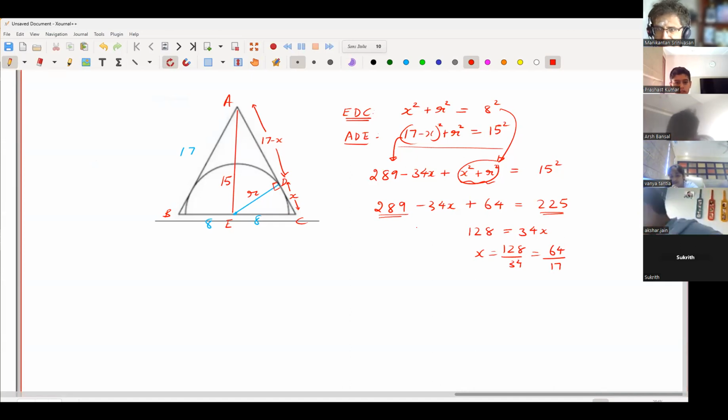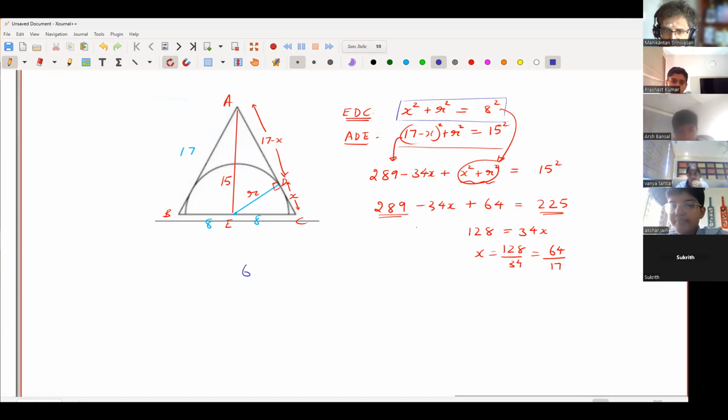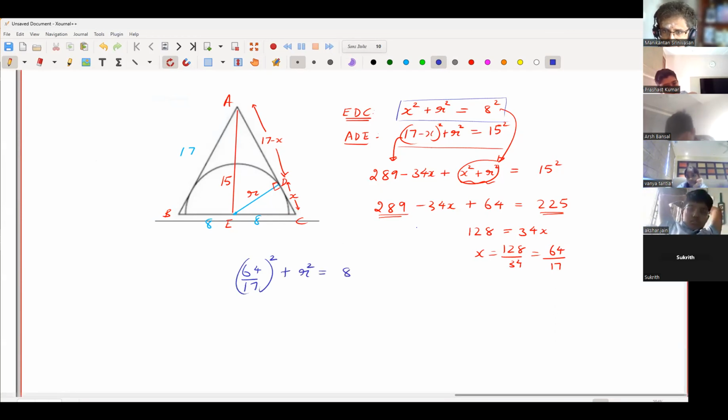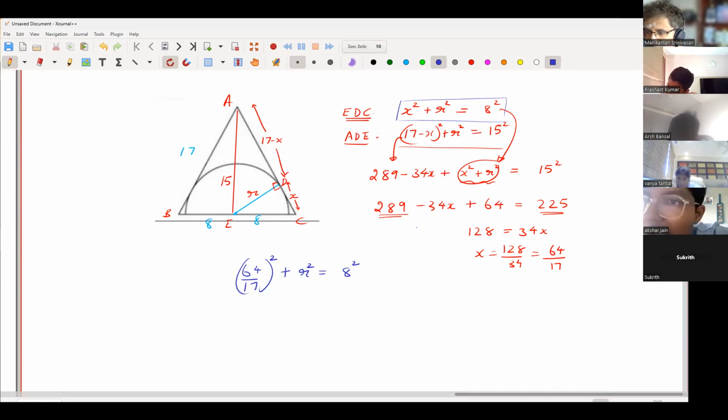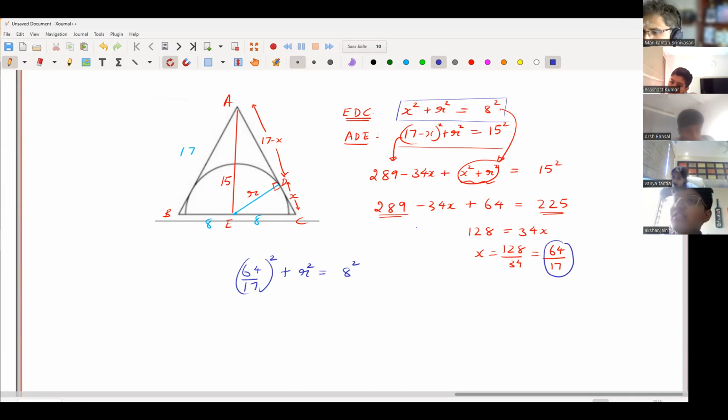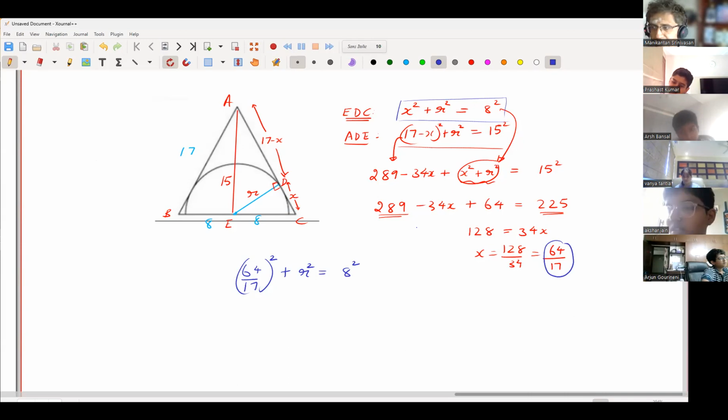After this, now we can substitute this in the first equation and solve for r. So 64 by 17 whole square, which is my x square, plus r square equal to 8 square. Let's do a simple sense check. 64 by 17 is how much approximately, Akshar? Sir, approximately 3 point something. 3 point something, or rather close to 4. 17 times 4 is 68.